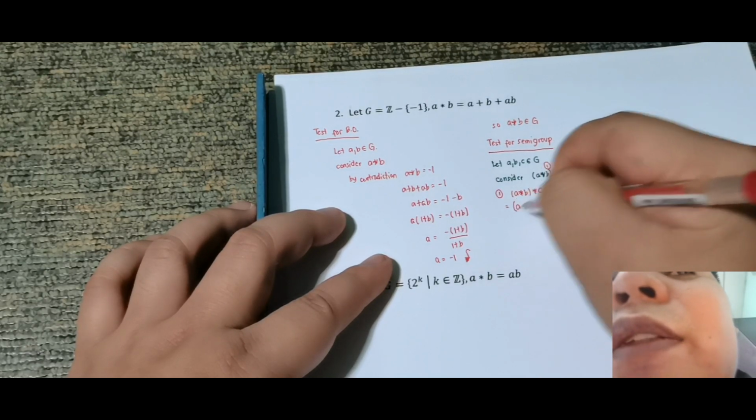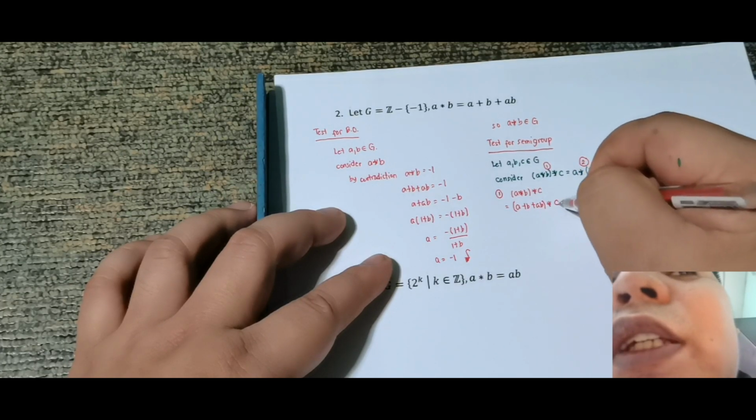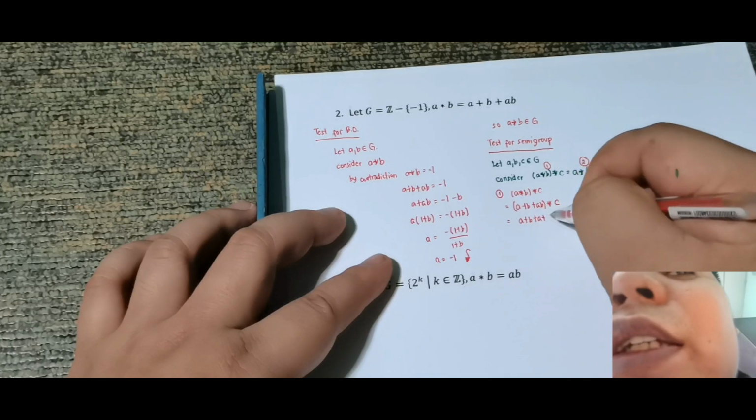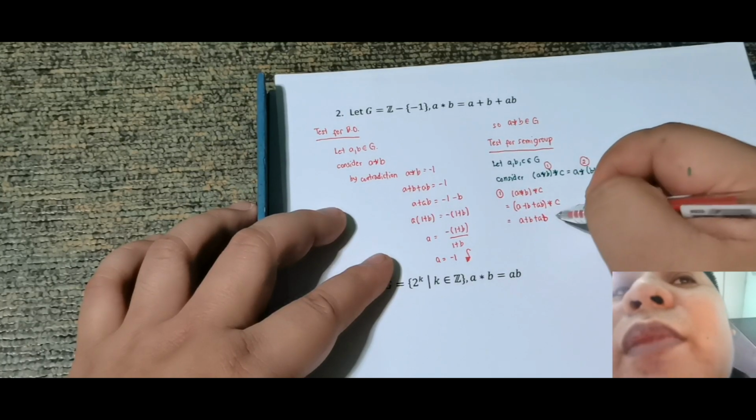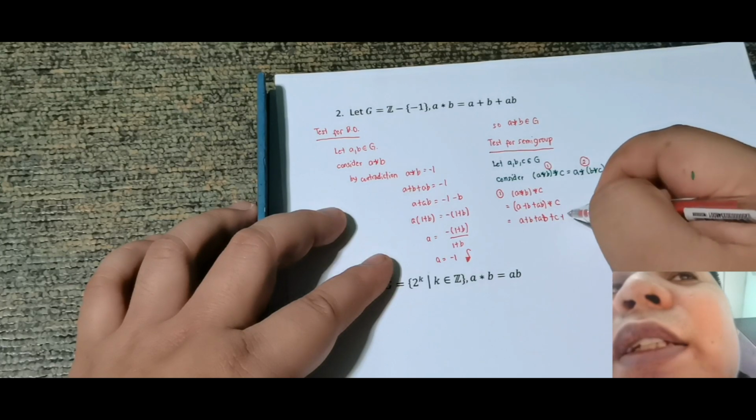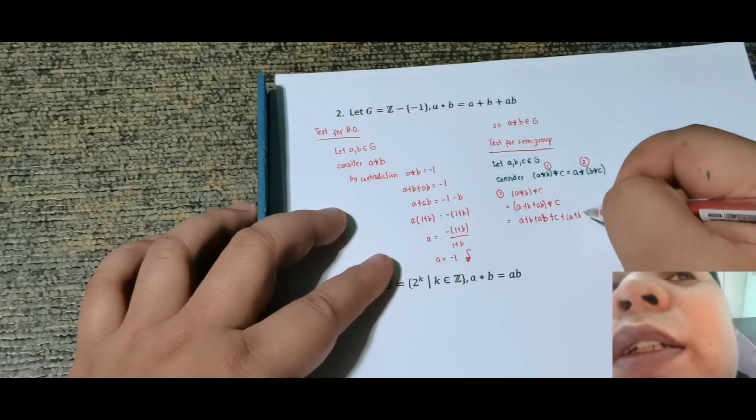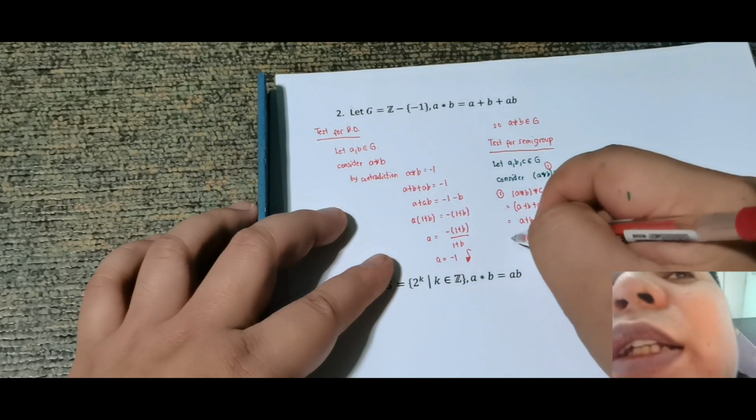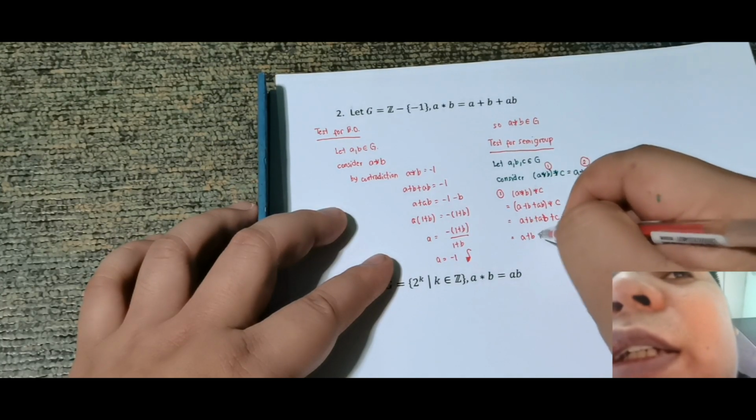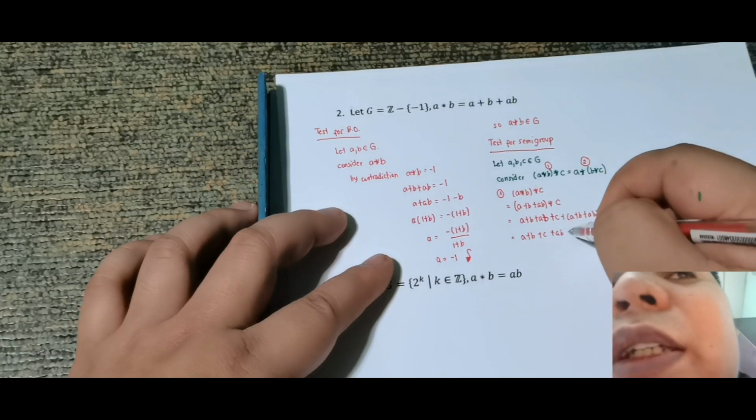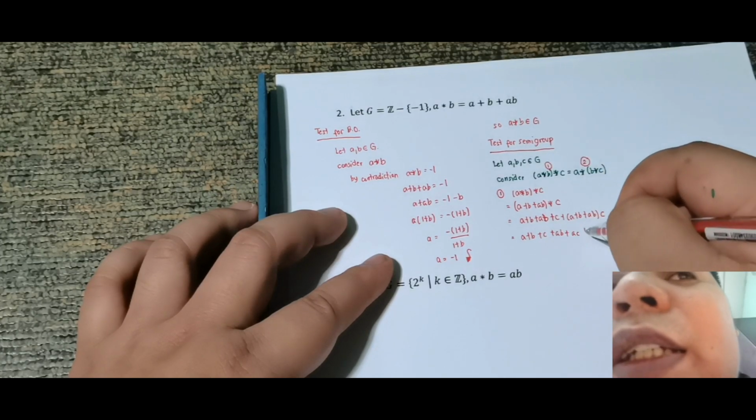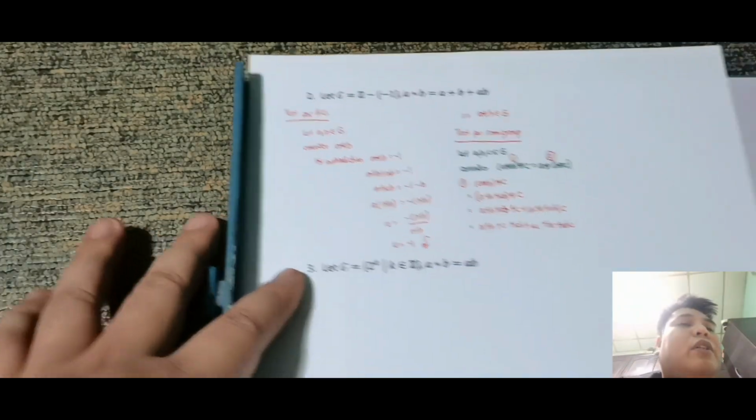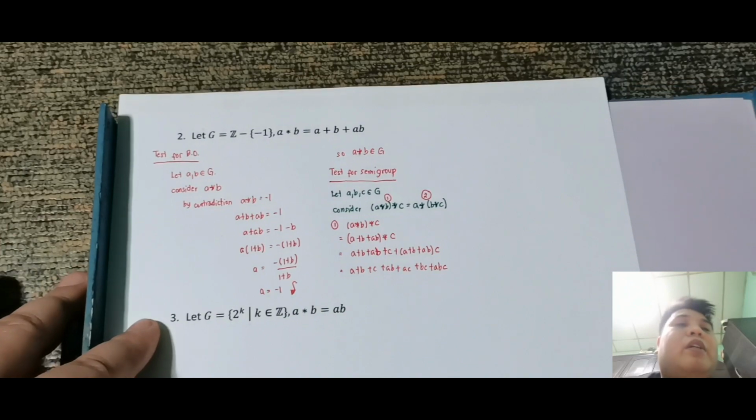Then asterisk C. Then solve ulit natin, that is A plus B plus AB plus C plus AB times C, which is equal lang sa A plus B plus C plus AB plus AC plus BC plus ABC. Okay, yan yung reduced form ng equation 1.